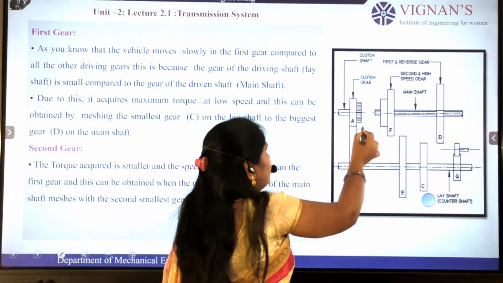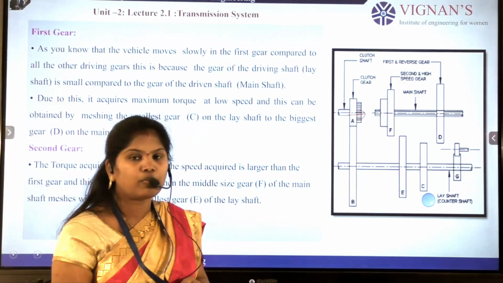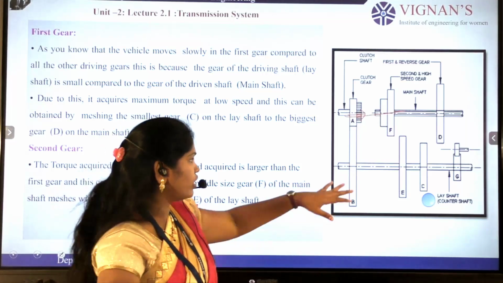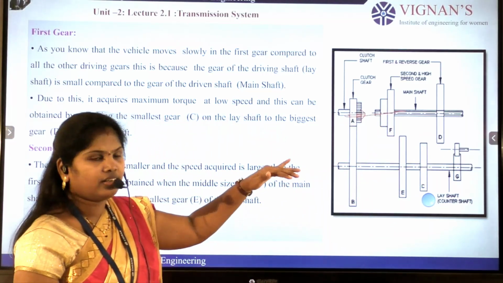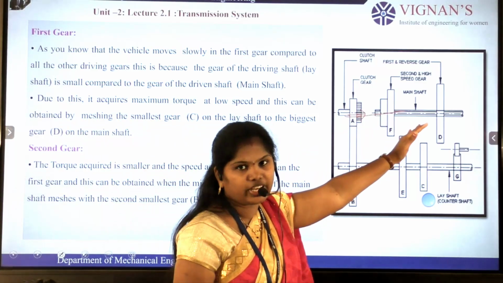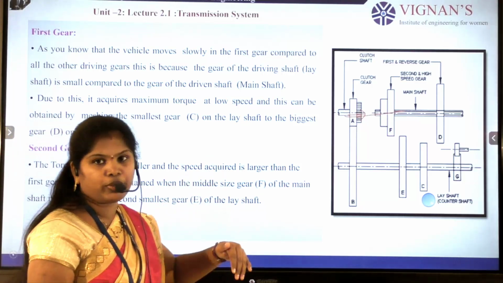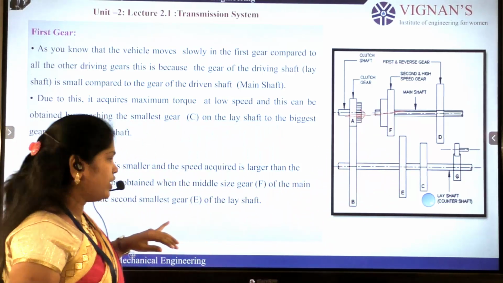In the third gear, the clutch shaft will directly engage with the main shaft gear. So the power is transferred to the main shaft gear. There is no function of the lay shaft gear here. The power is transferred directly from the clutch shaft gear to the main shaft gear. This is the third gear. The same speed that the input is generating will transfer to the main shaft.